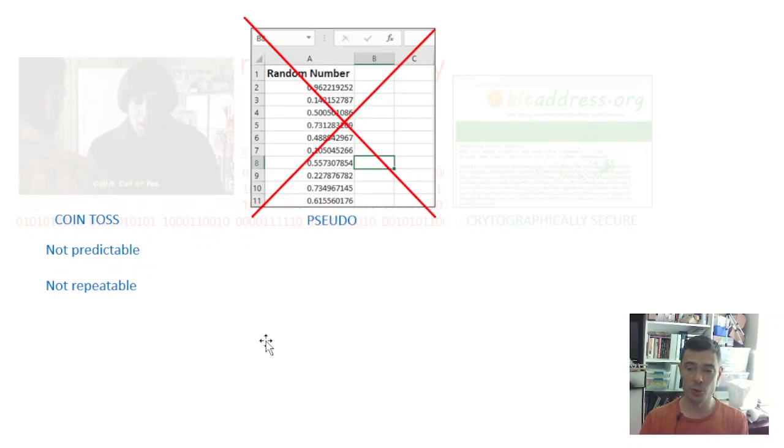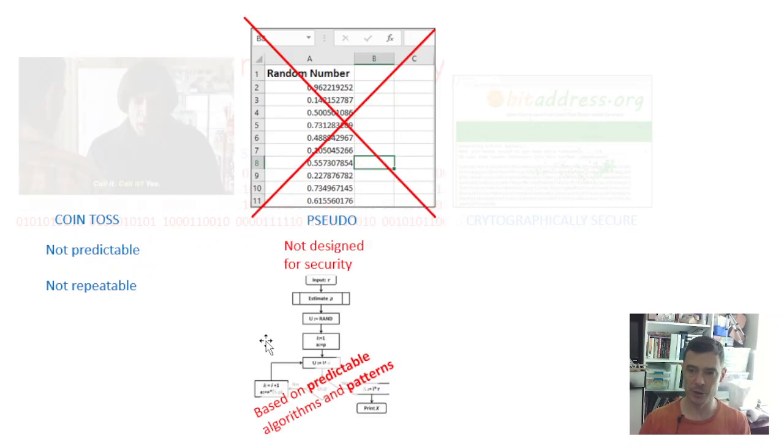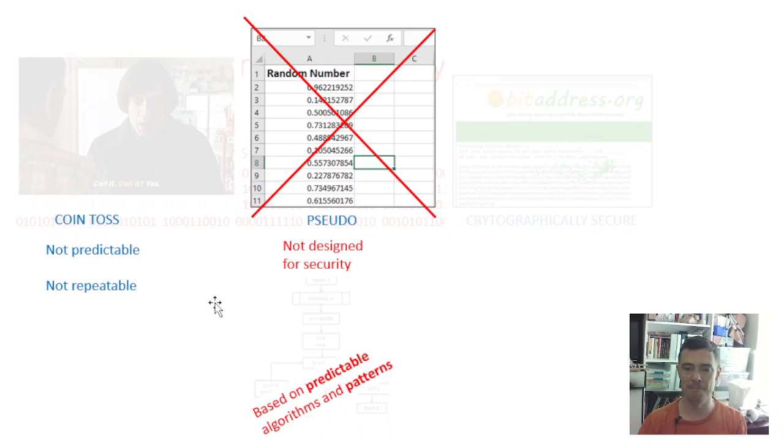Now when it comes to pseudo random number generators, these are not designed for security. Most random number generators are not designed with security in mind. I mean, they have many other applications. They do a lot of good out there, but when it comes to cryptography, they're the exact opposite of a coin toss. These are bad.